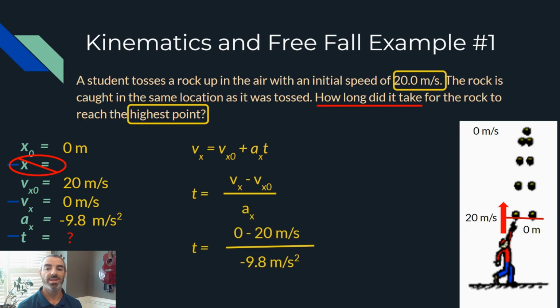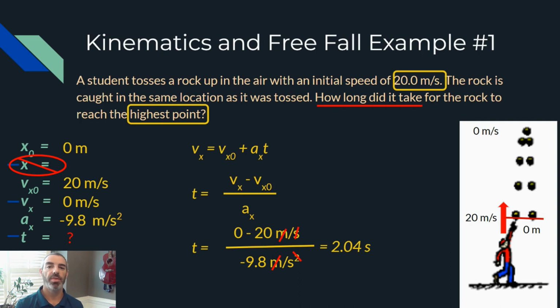Plugging our numbers in, we can see that we have negative 20 meters per second divided by negative 9.8 meters per second squared. Simplifying the units, we see that we have 1 over inverse seconds, with everything canceling out but 1 of the seconds, which gives us a value of 2.04 seconds.